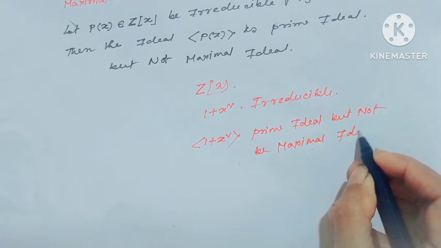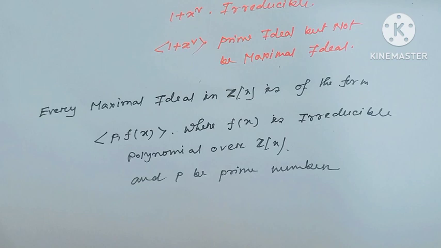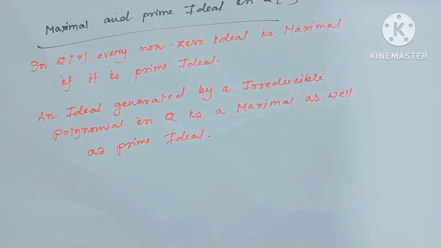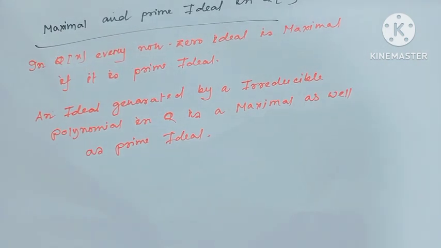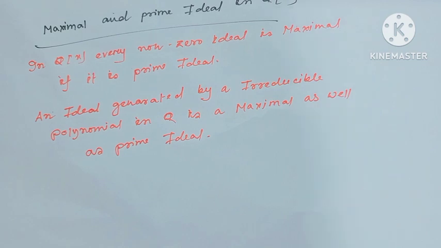Okay. My next theorem is: every maximal ideal in Z[x] is of the form ideal generated by p, f(x), where this f(x) is an irreducible polynomial over Z[x]. In Q[x], actually every non-zero prime ideal is a maximal ideal. That means in Q[x], the ideal generated by an irreducible polynomial is maximal and prime both. But in Z[x] this is different. If this is irreducible, then this is a prime ideal but not a maximal ideal.